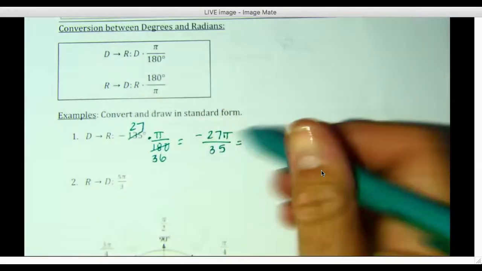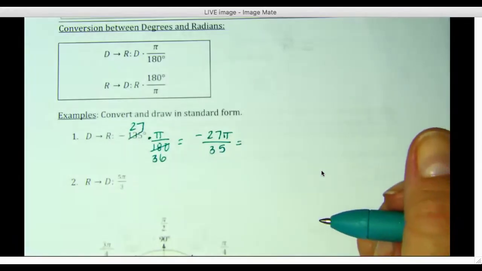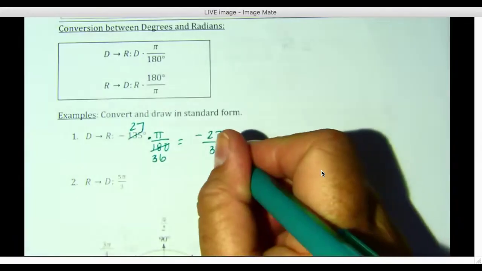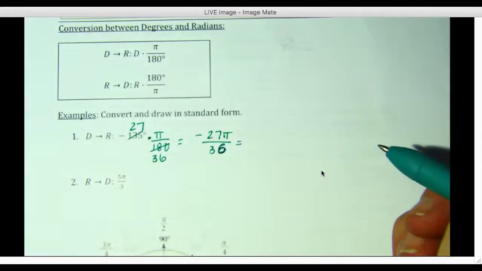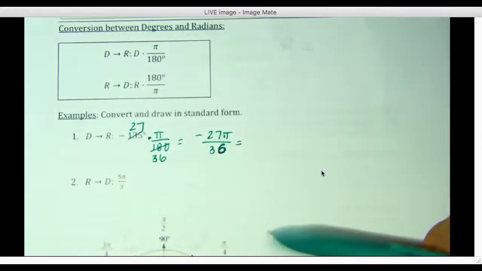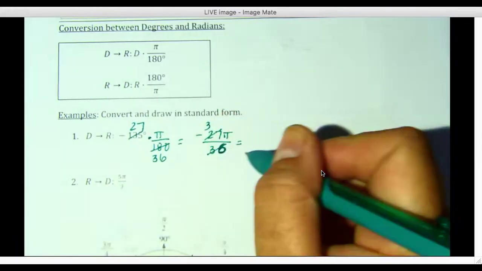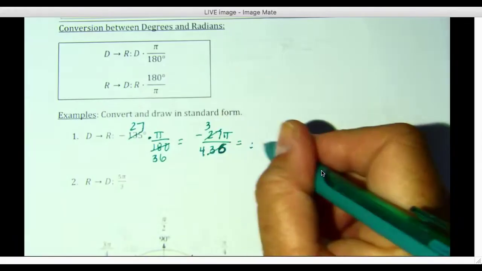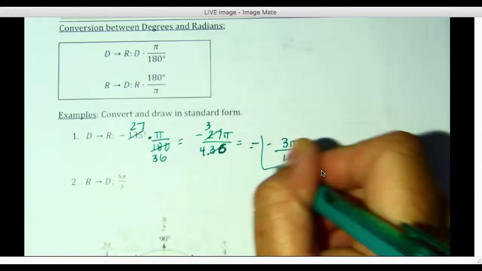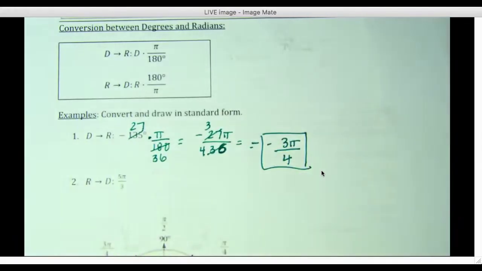And then I notice that these are both divisible by 3. I'm sorry, I wrote 35. This was 36. Both divisible by 3. But there's actually something bigger than that. We can divide both of these numbers by 9. 27 divided by 9 is 3, and 36 divided by 9 is 4. So we have negative 3 pi over 4 as the radians conversion from negative 135.